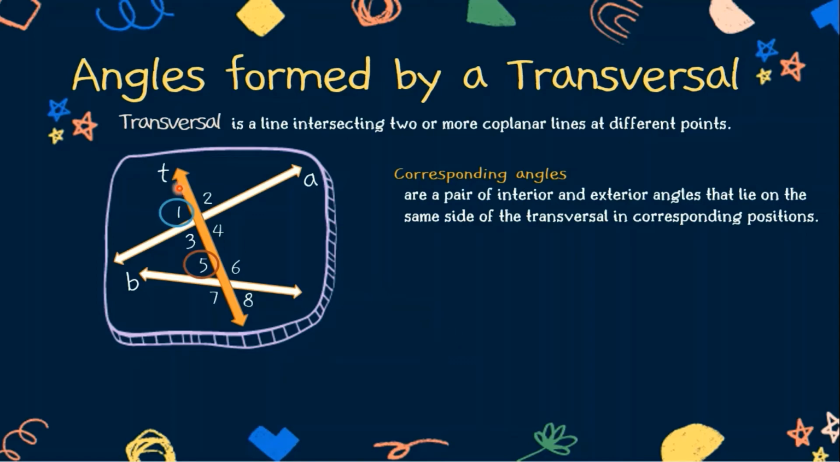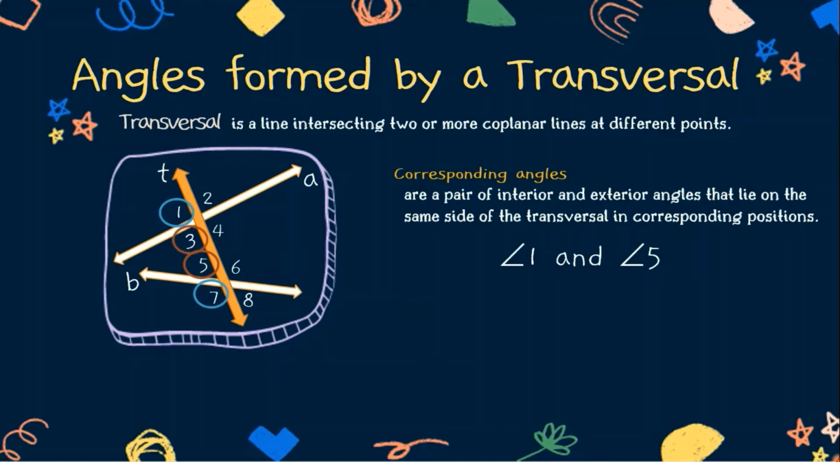Both of them are on the same side of the transversal. Pareho silang nasa kaliwa ng transversal. However, one of them is an exterior angle and the other one is interior angle, but both on the same side. Angle 1 and 5 is our first pair of corresponding angles. We also have another pair. We have angle 7 and angle 3.